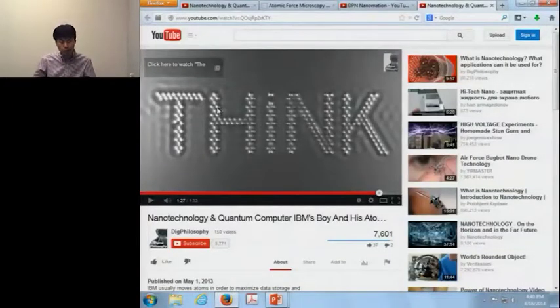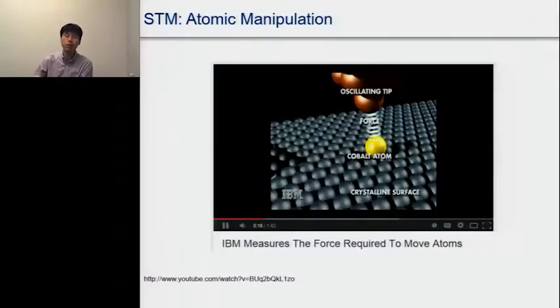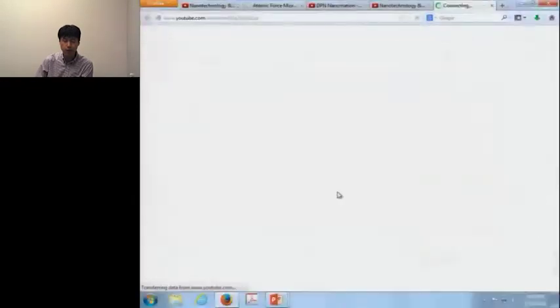Each of the dots you are seeing in this cartoon represents an atom. So in the next video, I will show you how people can manipulate individual atoms using this kind of STM technology.